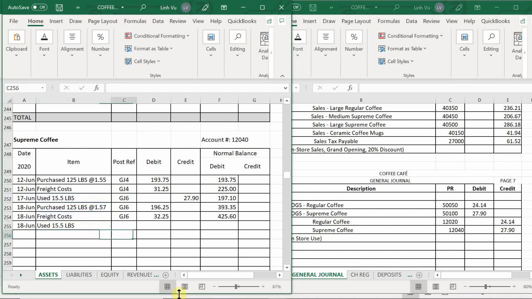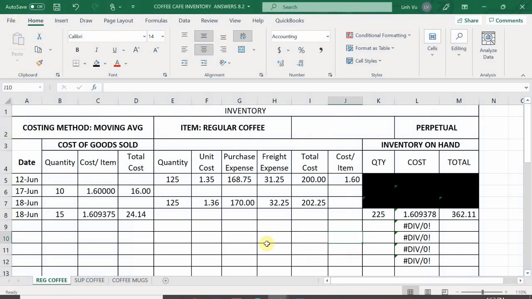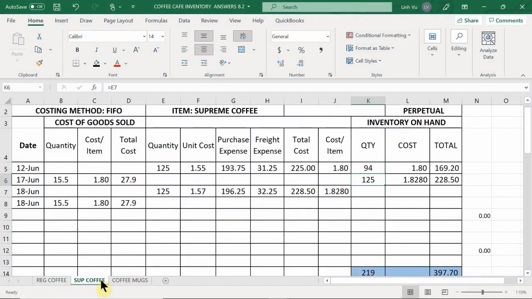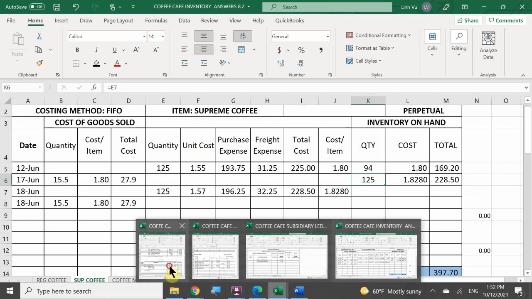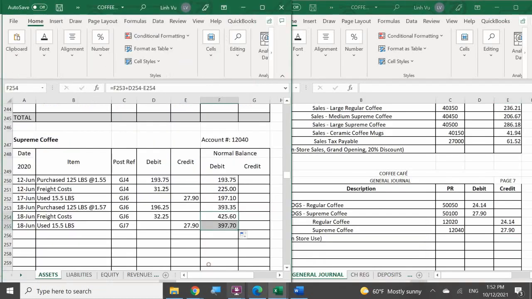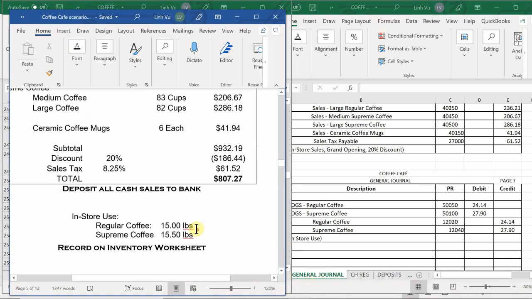And we have 15 and a half pounds. So what was your ending balance again? 397.7. 397.7, which should match your inventory on hand here. Oh, 397.7. Okay. Good. Okay. Right. So we are done here. Yes, we are done here. Good.